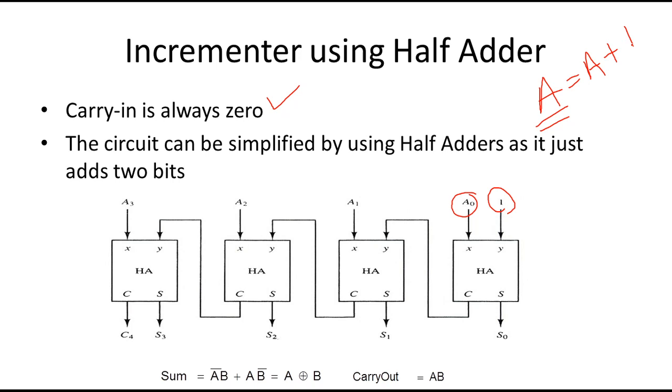So the half adder adds A0 and 1 and produces S0 and a carry out, and the carry out is again given as input to the next adder. Similarly, the next half adder gives S1 as sum, and its carry is given as input to the next half adder. The next half adder gives S2, and its carry is again fed as input to the last half adder, and it produces a sum S3 and a carry out S4.